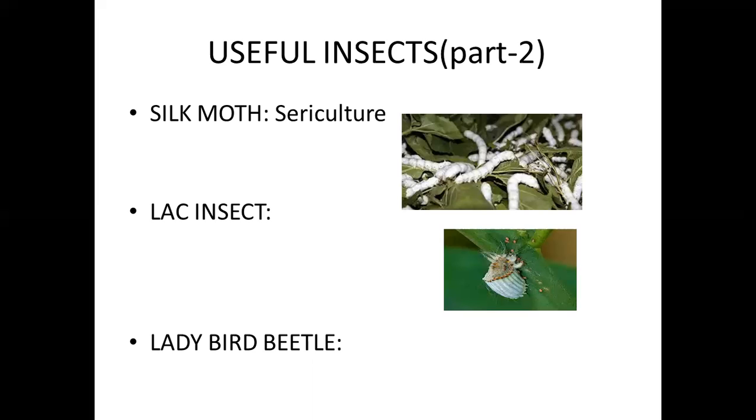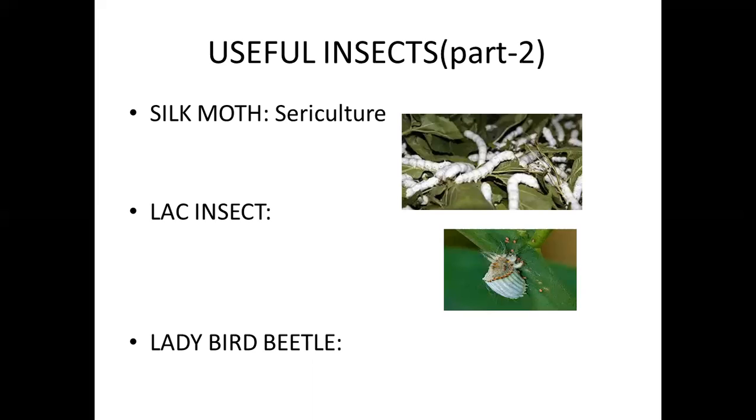These cocoons are collected and put in hot water so that the worms present inside the cocoons will die. Then these cocoons are taken and the thread is carefully taken from the cocoon, and a silk cloth will be woven from this silk thread. This is the use of the silk moth for us.